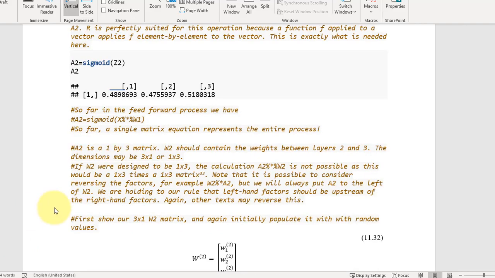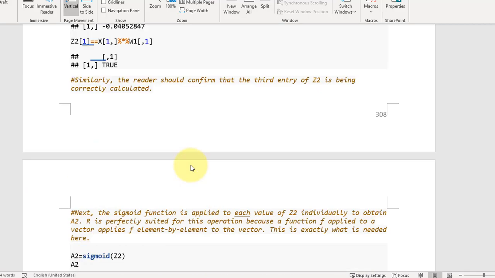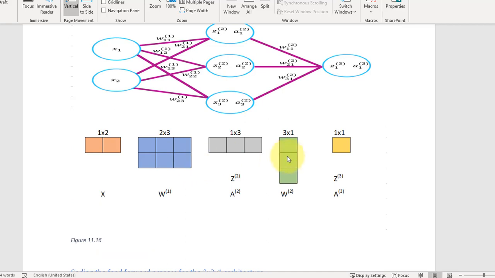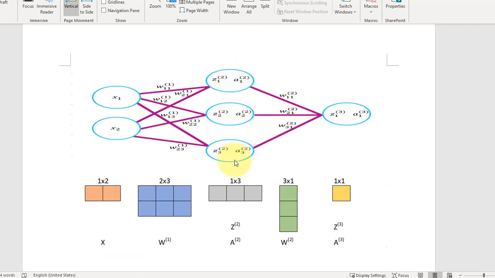Okay, so now we have A2, and next we want to take the matrix, we're calling it W2 here, and we have to do something with A2. So we have A2, these values here, and of course what we want to do with these weights is multiply the first element of A2 by this weight, the second element of A2 by this weight, and the third element of A2 by this weight. So let's work on that.